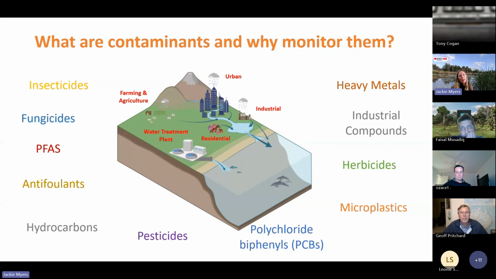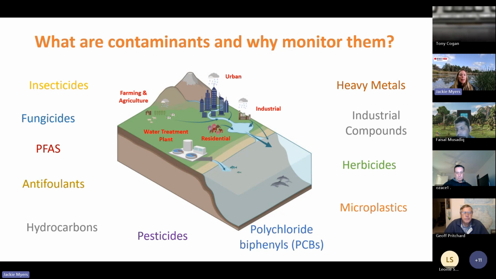Now, what are contaminants and why do we want to monitor them? Contaminants are chemicals that can pose significant risks to aquatic environments, to ecosystems and to human health due to their toxic, persistent or bioaccumulative nature. These chemicals can enter the environment through a lot of different sources, including human activities like industrial processes and agriculture. They can come from activities around your home, so from urban runoff, wastewater discharges, as well as natural processes.